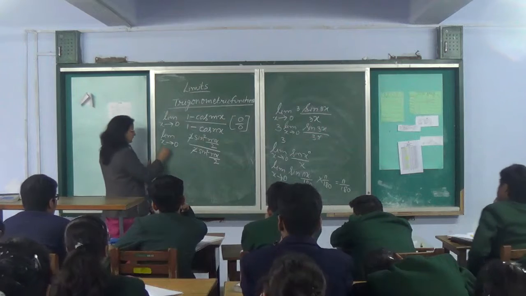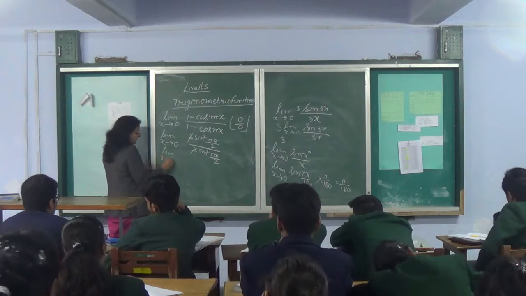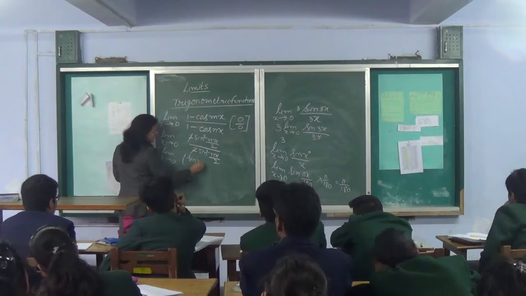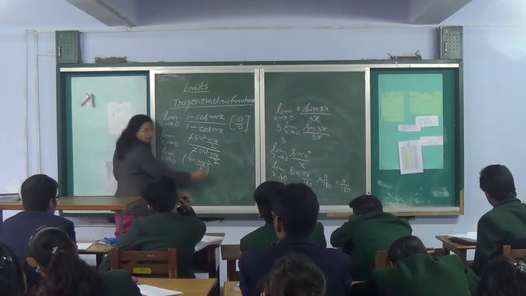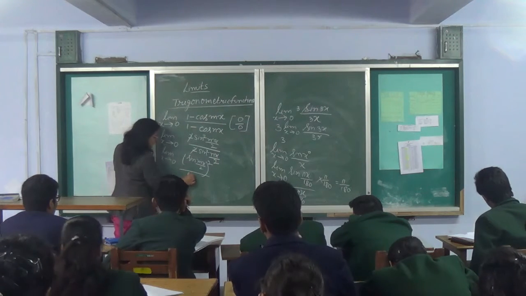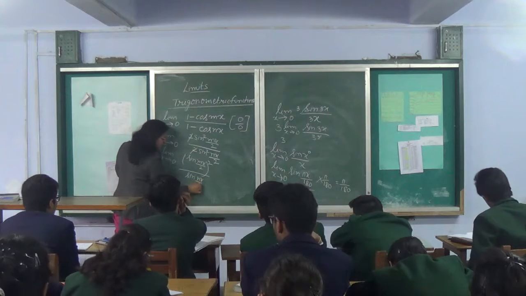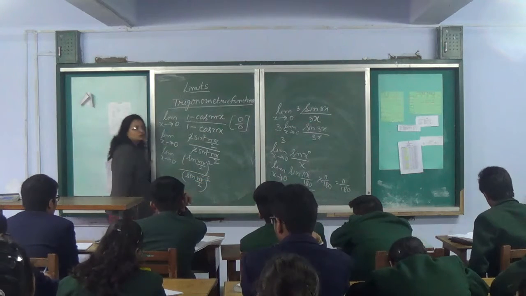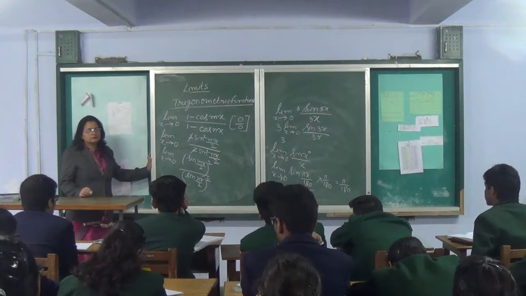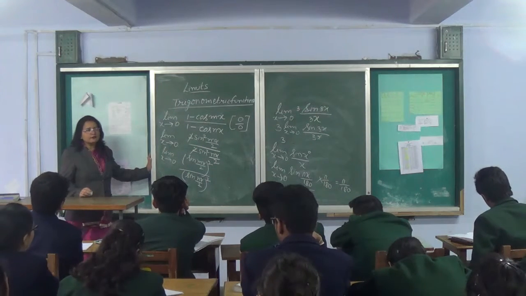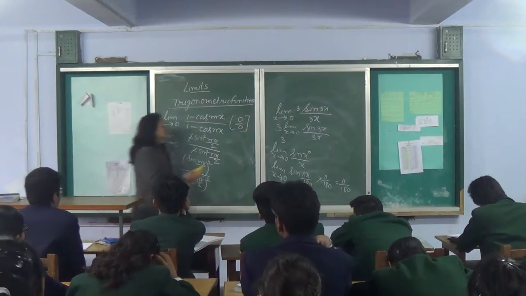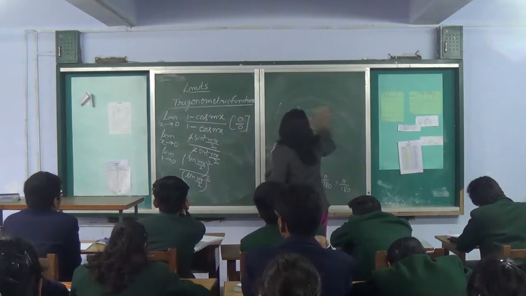Now this is limit x tending to 0. What can you write this as? This is nothing but sine mx by 2 whole square, and this is sine nx by 2 whole square. Can we apply the standard result here? No, right now we can't.